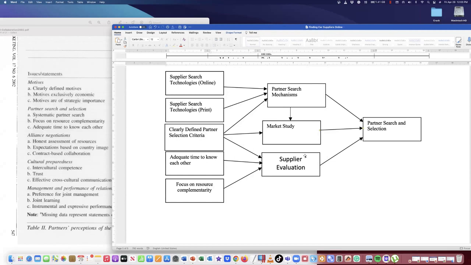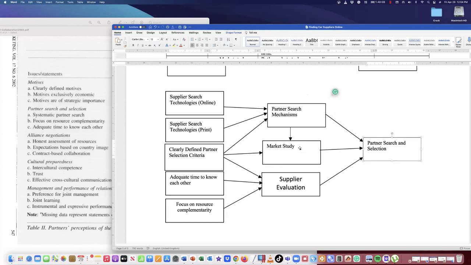Now, when you draw your model, you tell us that the thing called pattern search and selection is a dependent variable that depends on pattern search mechanisms, the market study, and then the supplier evaluation. However, market study and search mechanisms can also interrelate. The search mechanisms you use can either limit or expand your market study. Do you get what I'm trying to say? Exactly, sir. Good. This is some of the relationships you are looking for.